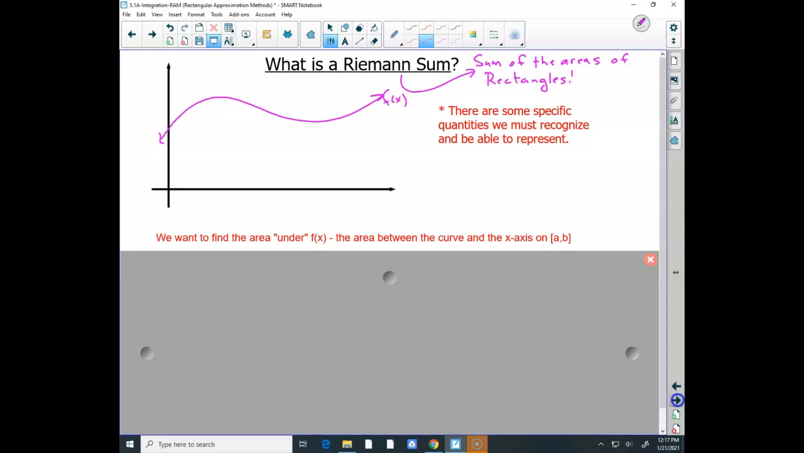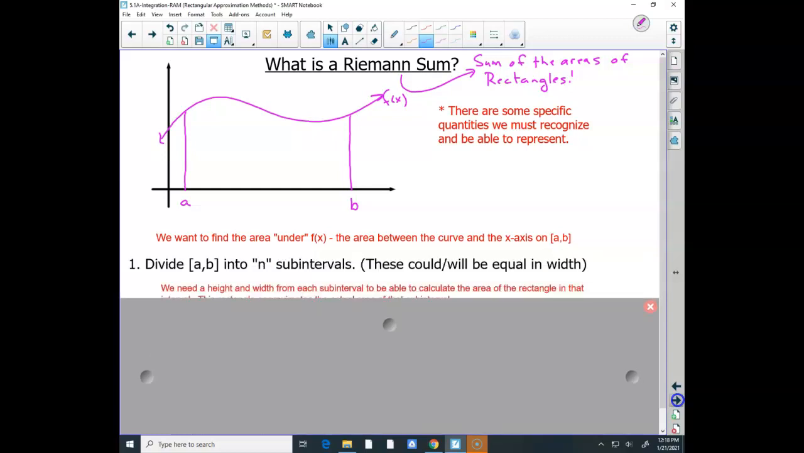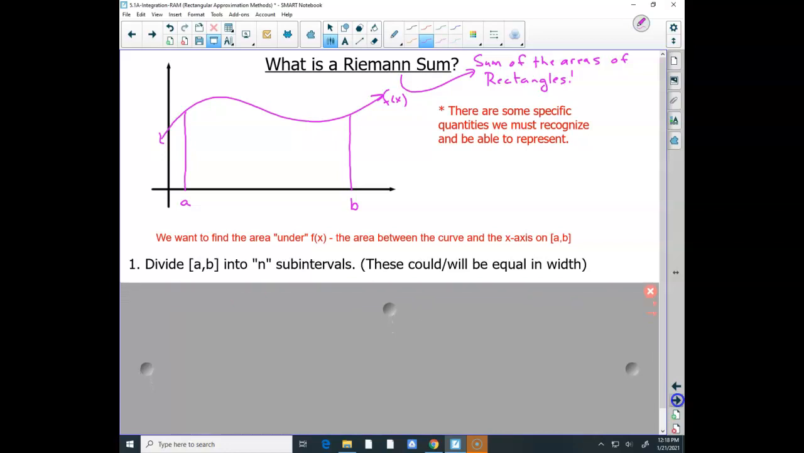Well, that means I need an interval here. Now I'm going to say, here's my interval. I'm going to start here at A, and let's say I end up here at B. Okay? So I'm going to go from A to B. Well, how do we do this? What's going to end up happening is we are going to divide from A to B into n subintervals.